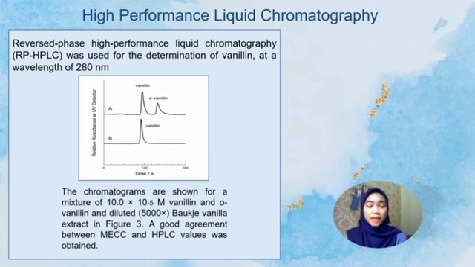Reverse-phase high-performance liquid chromatography was used to determine the vanillin at a wavelength of 280 nanometers. Figure 3 shows the chromatogram for a mixture of 10.0 × 10⁻⁵ molarity of vanillin and ethylvanillin and diluted vanilla extract. A good agreement between MECC and HPLC values was obtained. We can see the ethylvanillin is present in A but not in B.